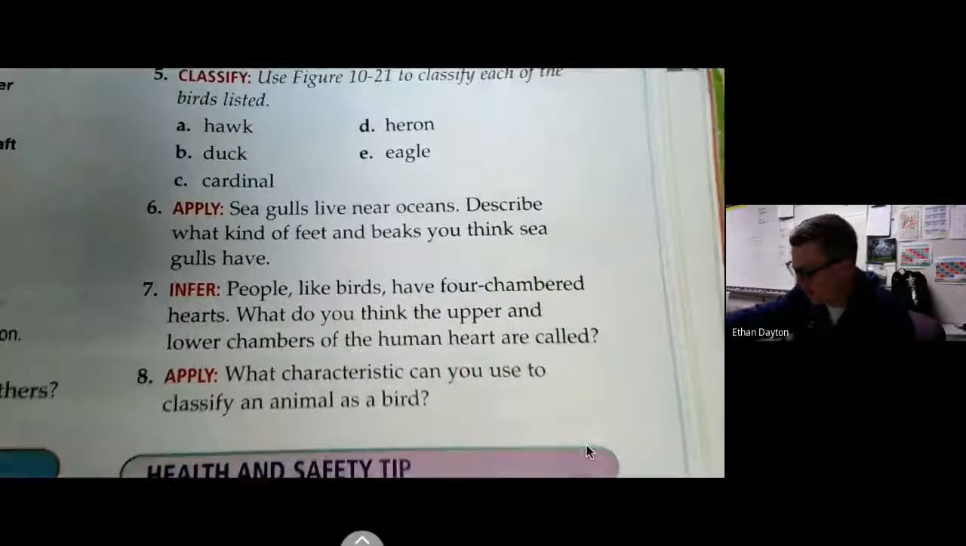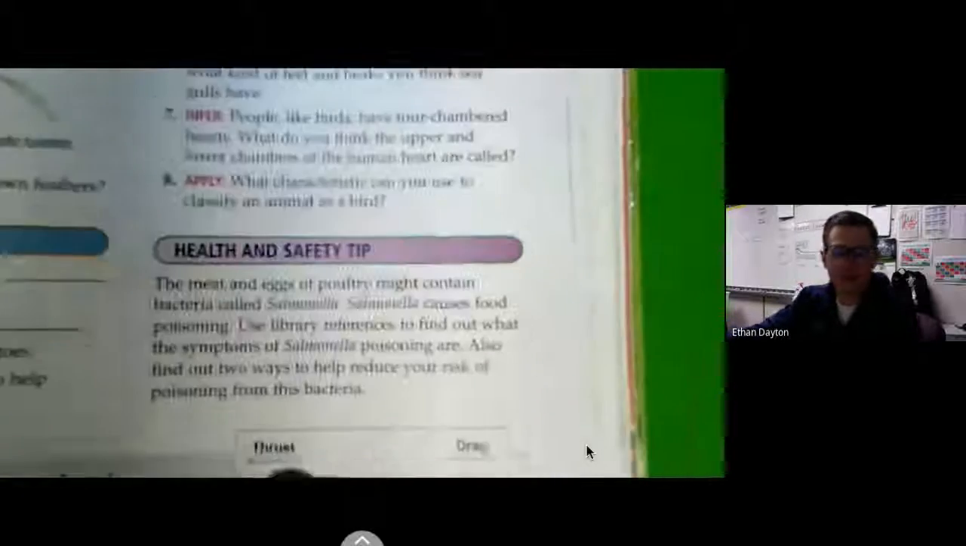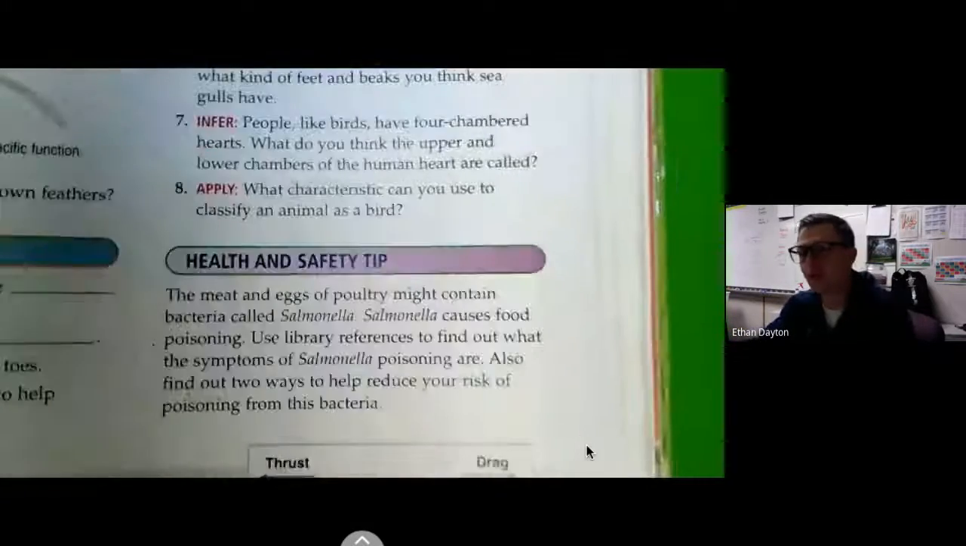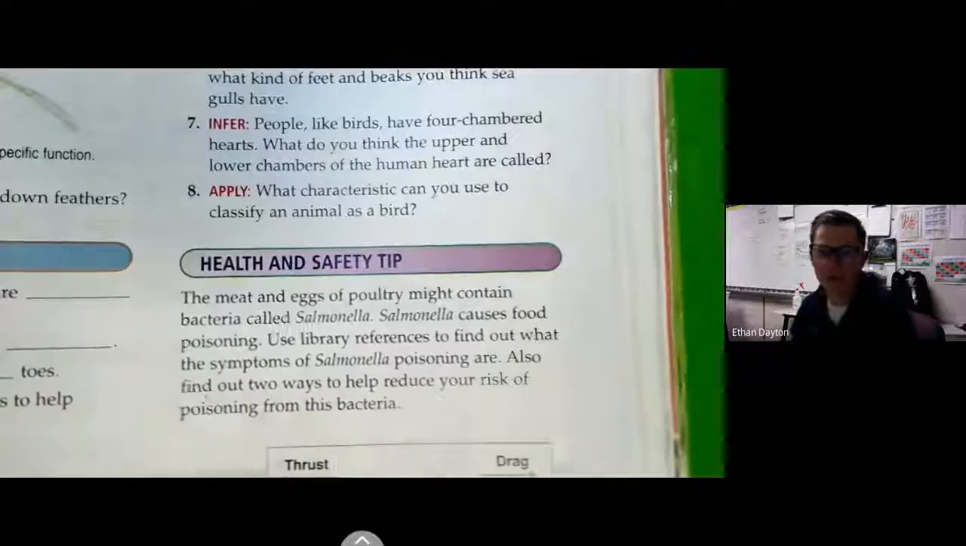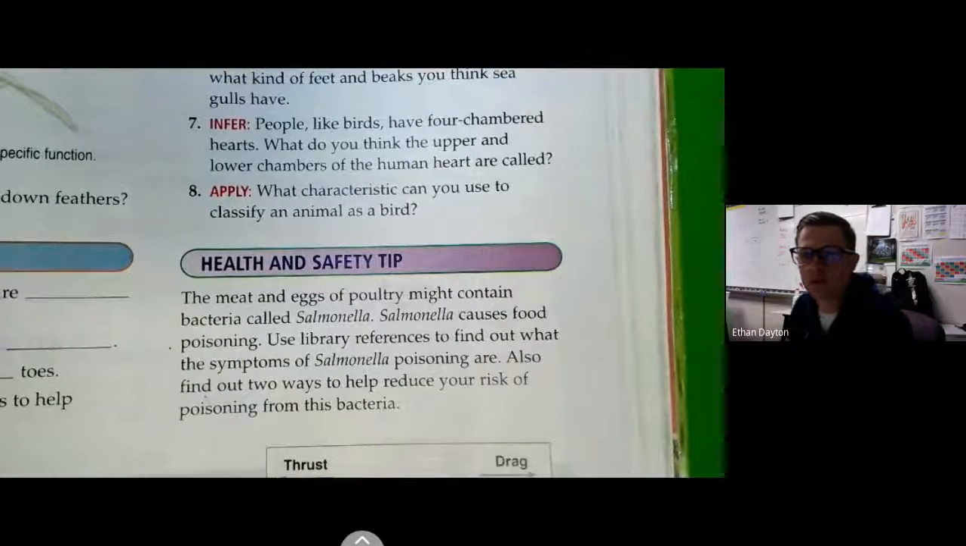And that should wrap it up. Again, that was pages 238, 239, questions 1 through 8 on page 239. So remember to write those in complete sentences in your science notebook. Do your best work and good luck.